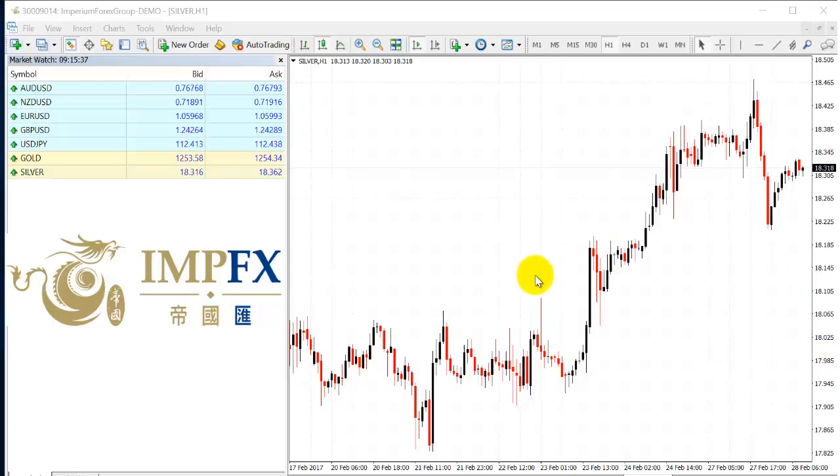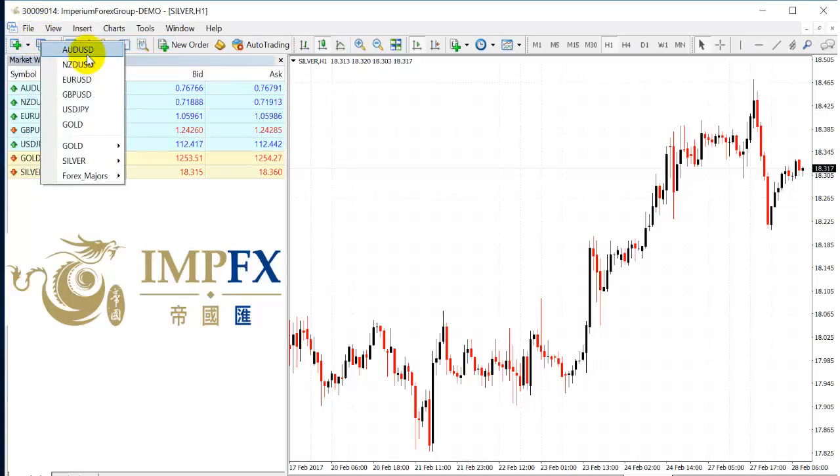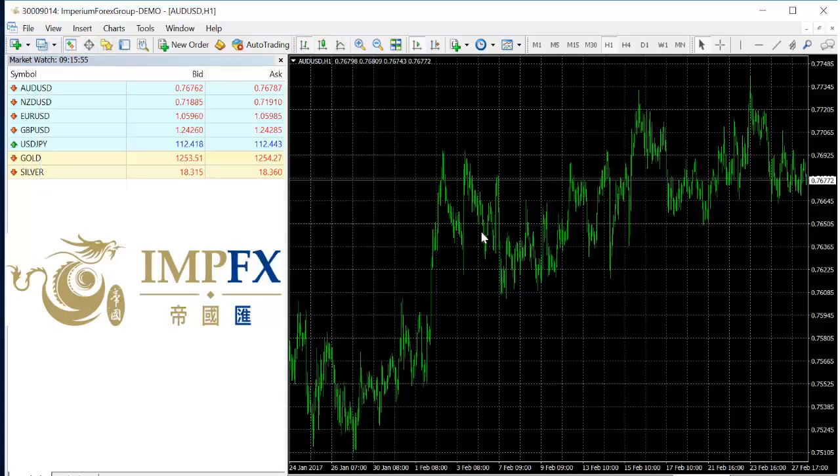Now as you can see at the moment, my setup is a white background with a black bull candle and a red bear candle. So to set up a chart, first of all, we need to go to File, New, and we will use the Australian dollar against the US dollar. So you can see it comes in with a black background and a green bar chart.